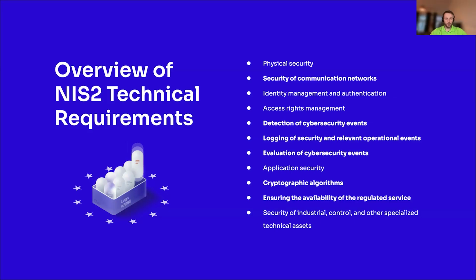For cryptographic algorithms, Flowmon on its own doesn't do cryptography, but we are capable of alerting you which applications are using specific cryptographic algorithms. If they are out of date or using weak ciphers, we can provide alerts on that, and you can then respond. And lastly, it's ensuring the availability of the regulated service. With Flowmon, we can measure the availability of mission-critical applications and tell you when there is a downtime, so you can quickly respond before severe impact.